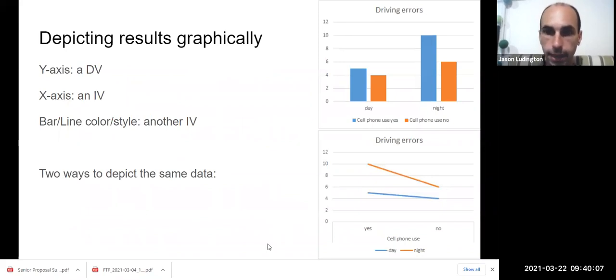Next slide. You can depict a factorial design. You can graph it like this. So your y-axis is always your dependent variable, and your x-axis can have two independent variables. They can be represented in the space along the x-axis, where one level goes here and one level goes there on the left and right. And you can also depict another independent variable using different bar colors or line colors.